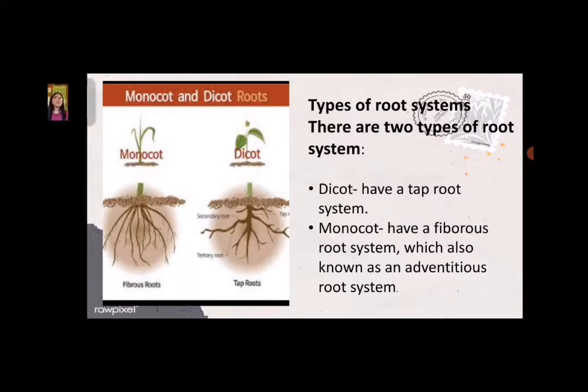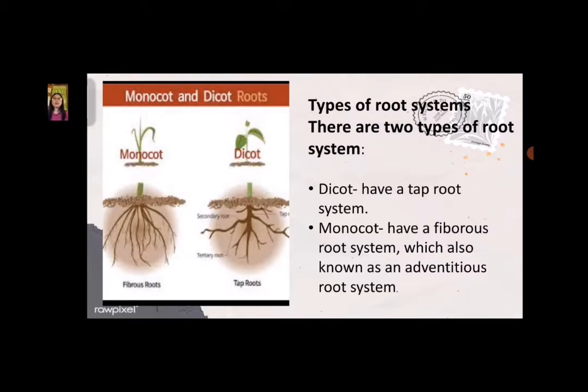Types of root systems. There are two types of root systems: the dicot has a taproot system, while a monocot has a fibrous root system, which is also known as an adventitious root system. So the difference between the dicot and the monocot.